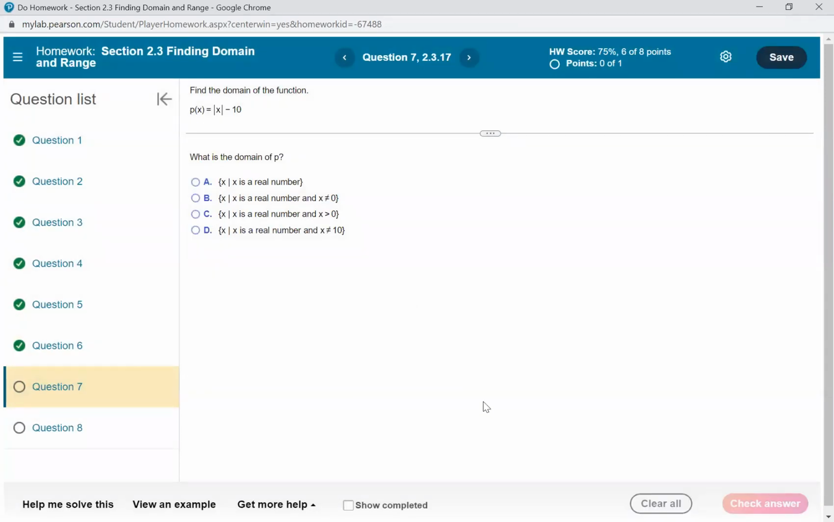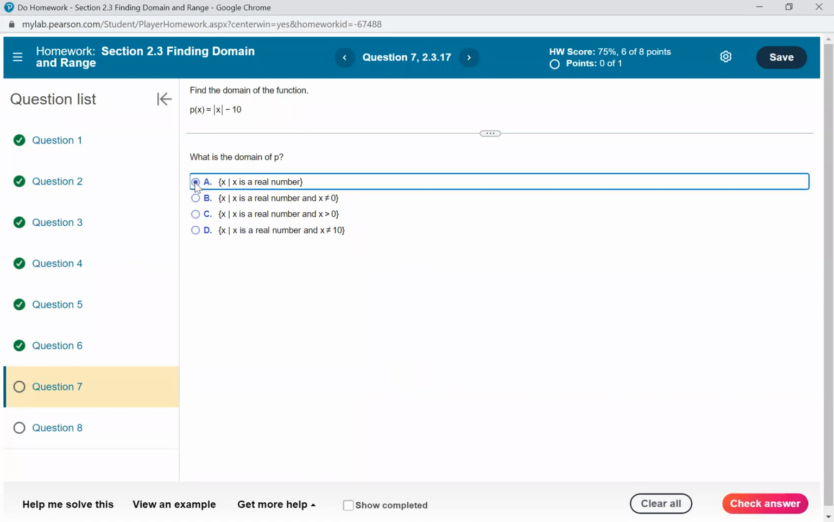All right, P of x equals absolute value of x minus 10. That's A. Oh, y'all getting quick now, so y'all are figuring it out. If it ain't a fraction, we're going with all real numbers. Yeah, there's no restrictions on absolute value. I can put anything in that, right?